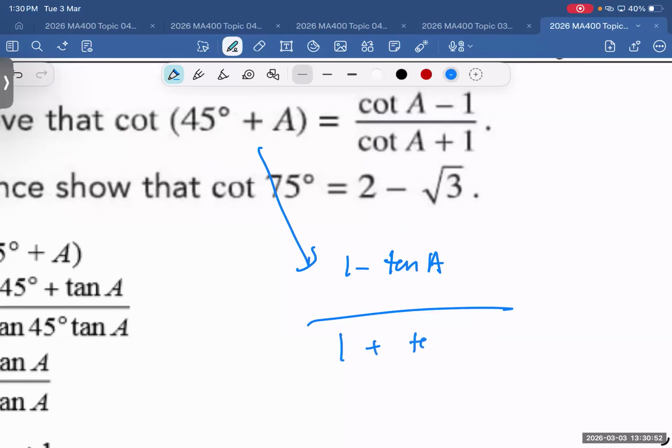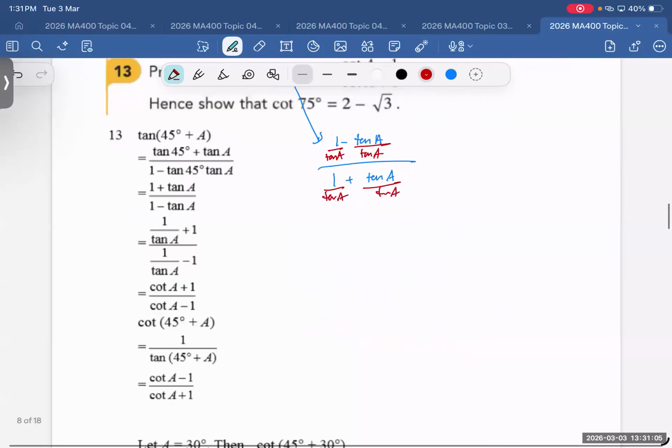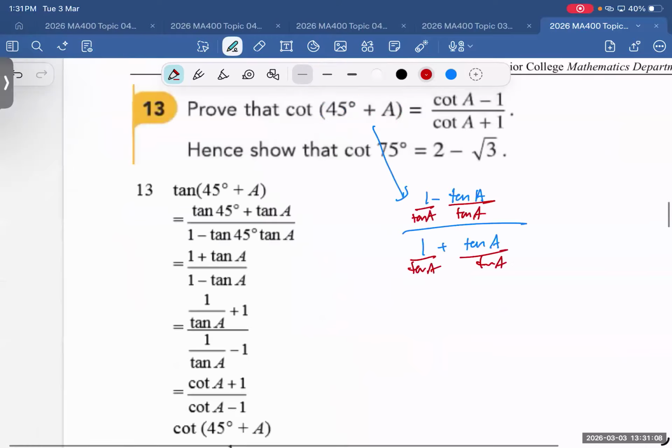Isaac, I think you got this now, right? Divide all by tangent. Divide all by tangent. Divide all by tangent. Look at this, so beautiful. Just like that. But can the second part be done or not?